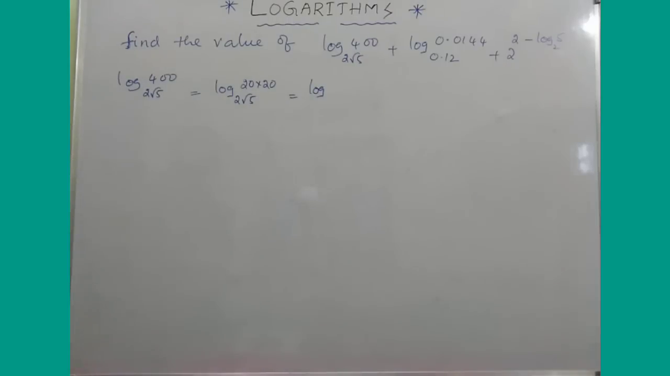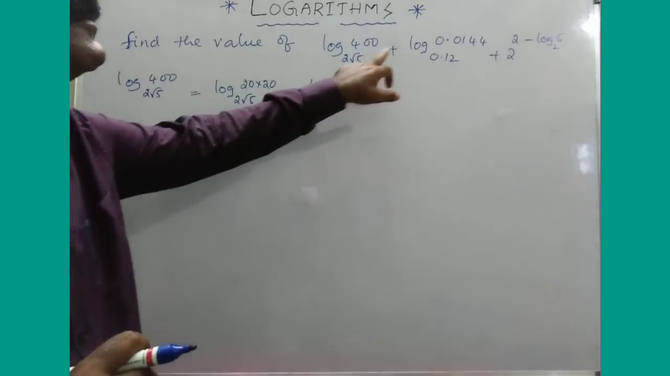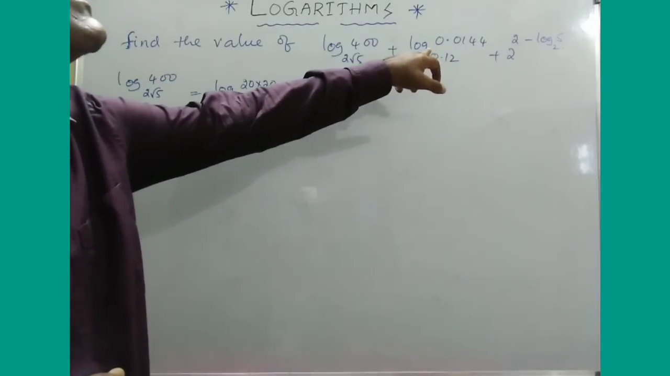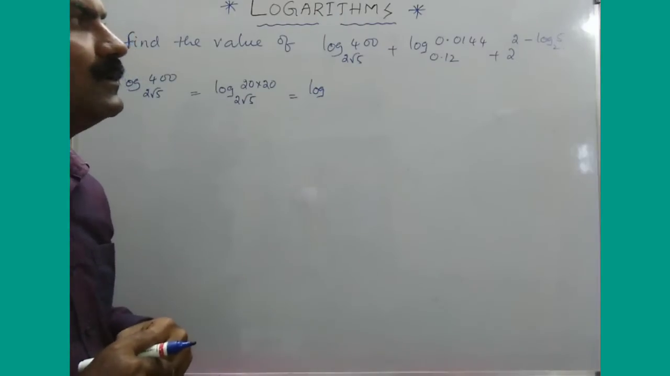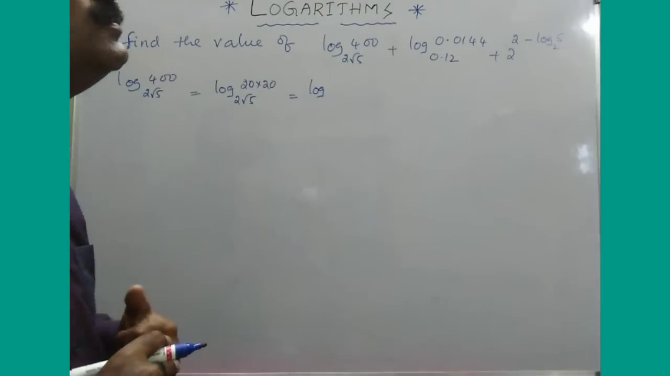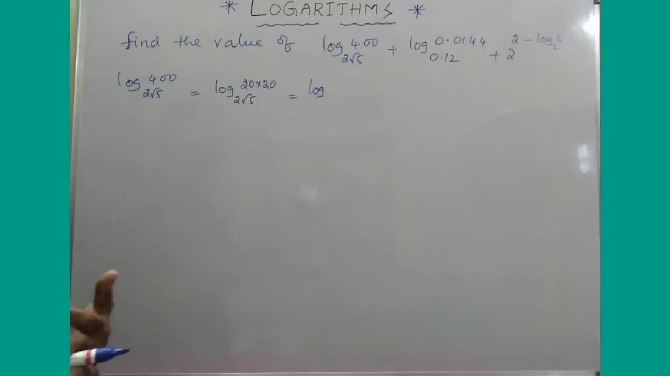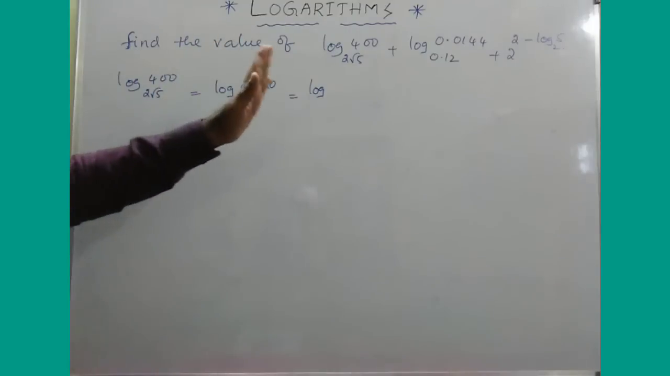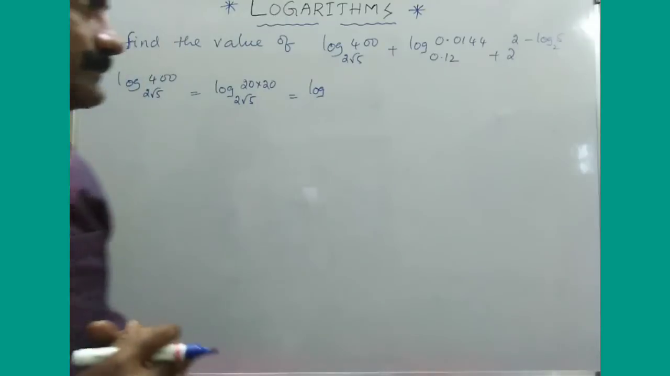So coming to the second question. Find the value of log 400 to the base 2 root 5, plus log 0.0144 to the base 0.12, plus 2 to the power of 2 minus log 5 to the base 2. Okay, let me solve individually. First of all, let us simplify part 1, part 2 and part 3.